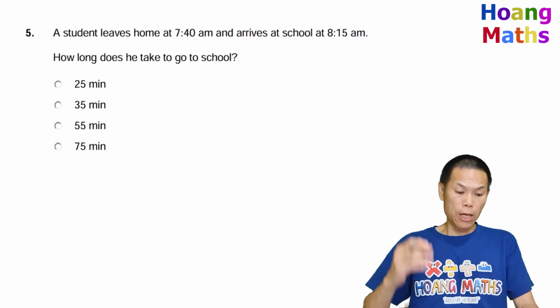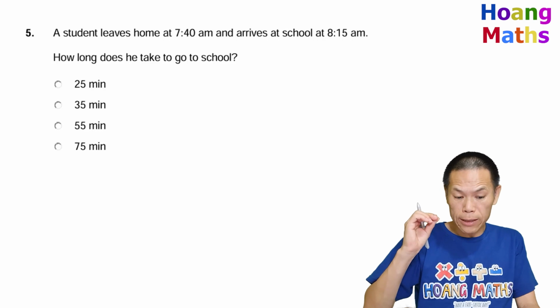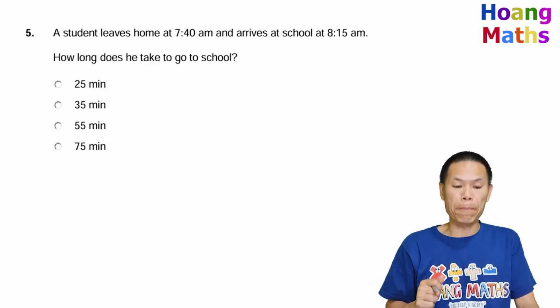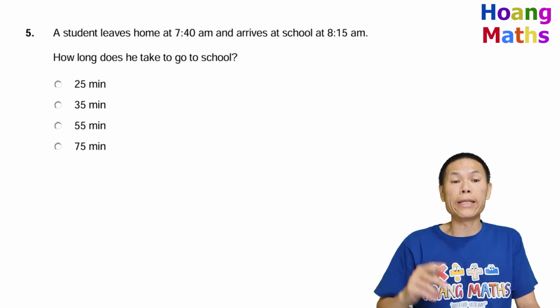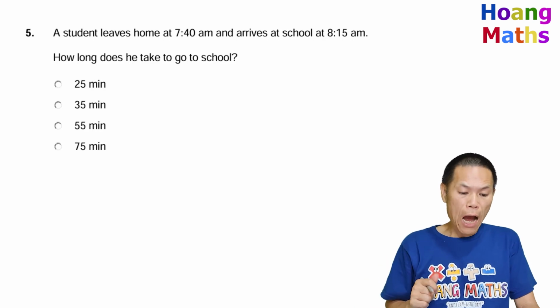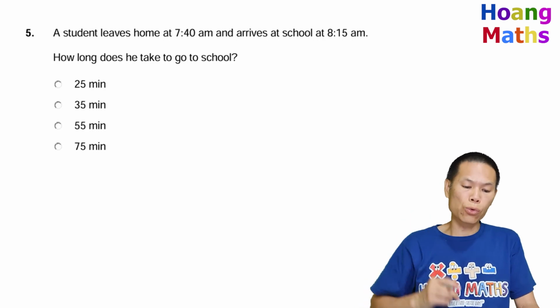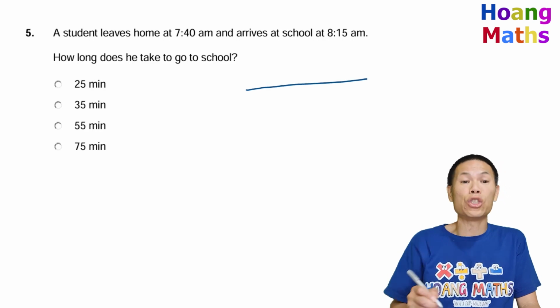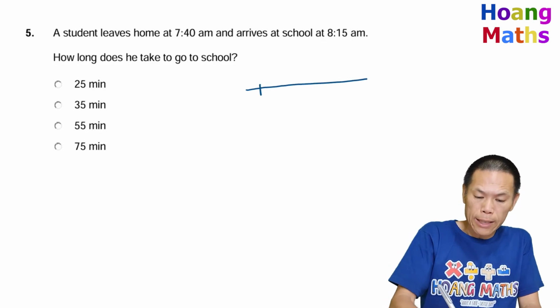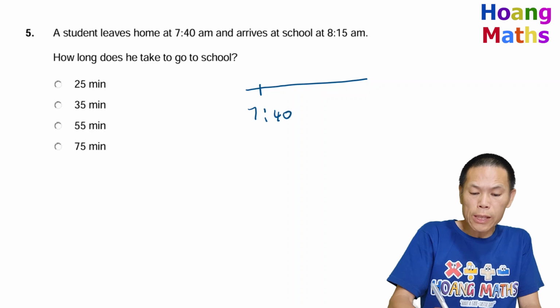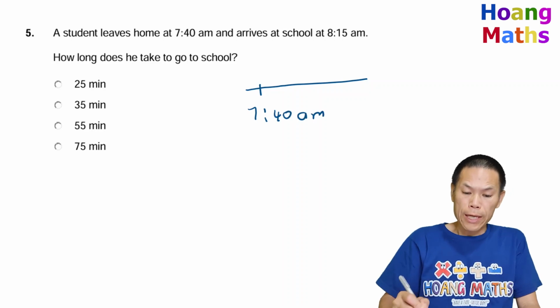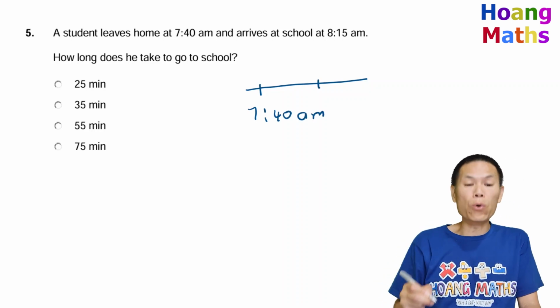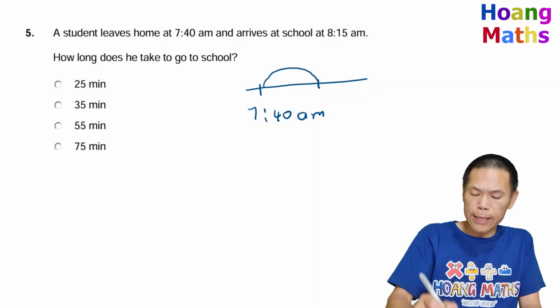Question number 5. A student leaves home at 7:40 a.m. and arrives at school at 8:15 a.m. How long does it take to go to school? So first of all, the best way to do it is I draw a timeline. So let's start at 7:40 a.m. And then we go from 7:40 to 8 a.m. first. Easier, okay? 8 a.m. Just write 8 a.m. will do.